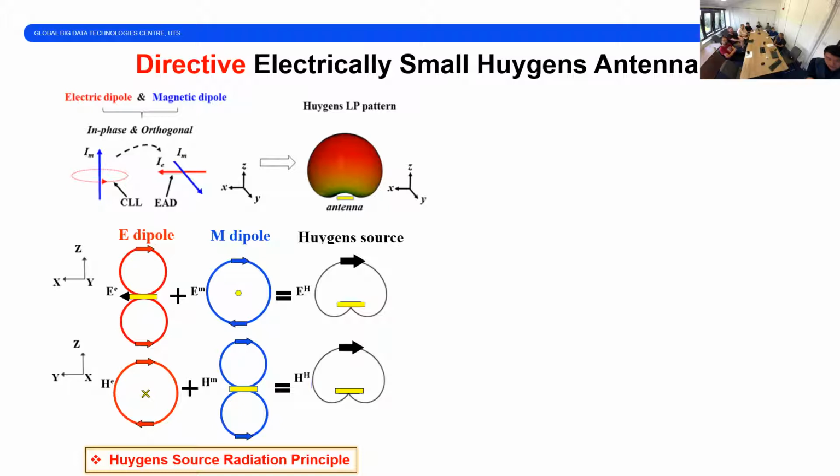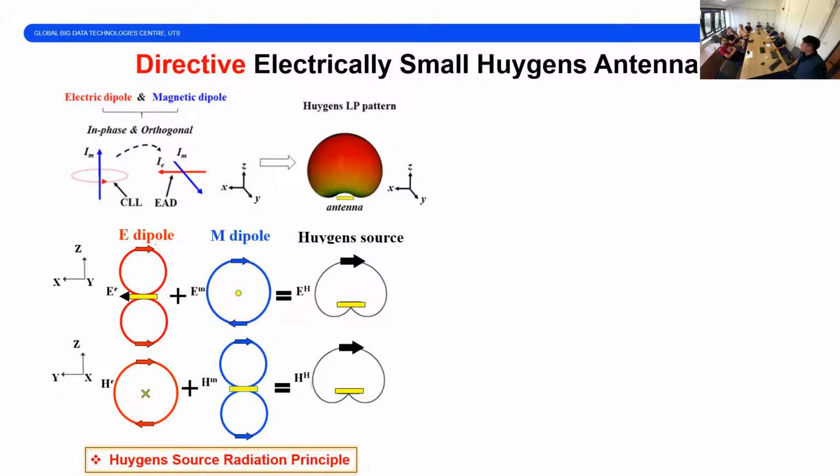For example, at the XOZ plane, the E dipole will have the eight-shaped electric field, with the electric field facing in this direction. But the magnetic dipole, however, will have the O-shaped pattern. According to the superposition, they will add up at one side and cancel each other at the other, because the electric field is in the same direction at the positive Z direction, and opposite at the negative Z direction. This means they cancel each other at the back side but add up at the front side. So the combined pattern will be a Huygens pattern like that.